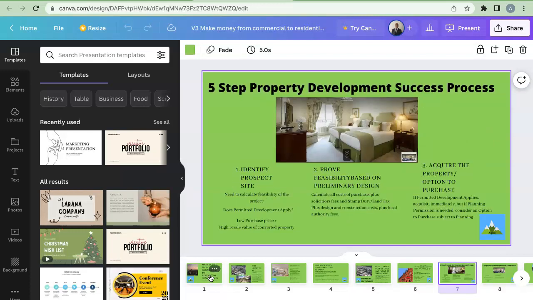So this is the five-step property development success process. Firstly, we identify suspect or prospect sites. These are a long list of things, some of which just won't stack up. So we need to identify those sites that stand a chance of proving a feasible project, that is, to improve and sell for profit after the original purchase.